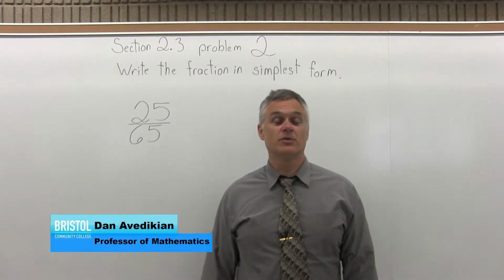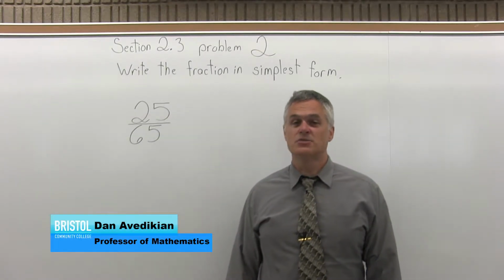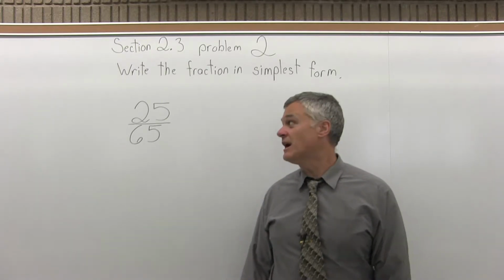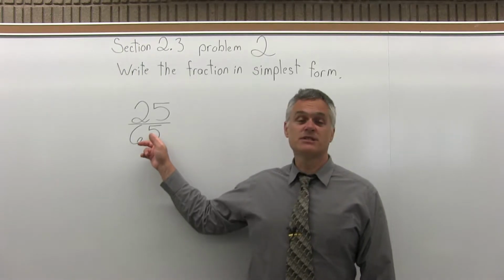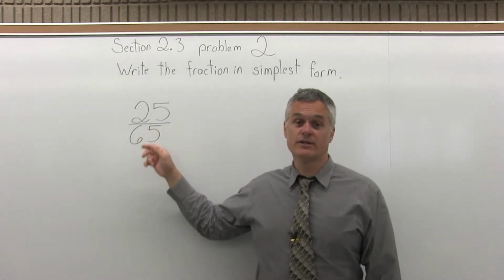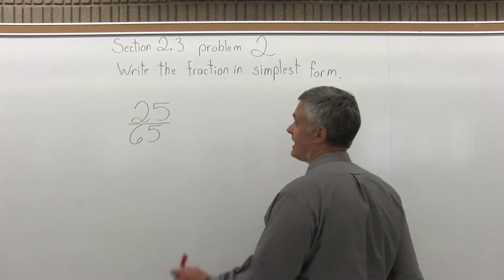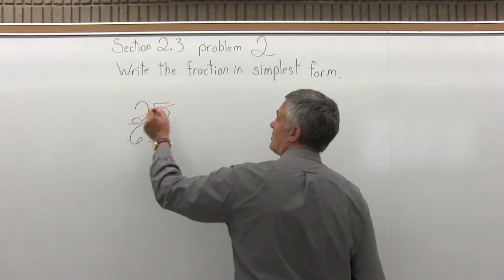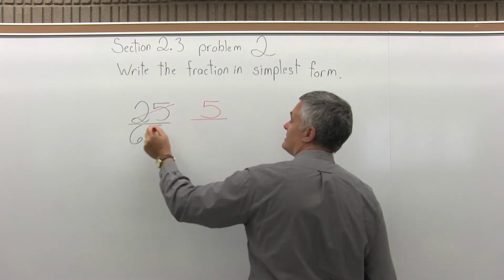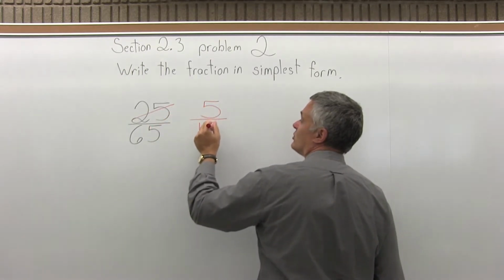This is Section 2.3, Problem 2. It says write the fraction in simplest form, and we have 25 over 65. So to write a fraction in simplest form, you want to find the biggest value that will divide evenly into both the numerator and the denominator. And in this case, it's 5. 5 divides into 25 5 times, and 5 divides into 65 13 times.